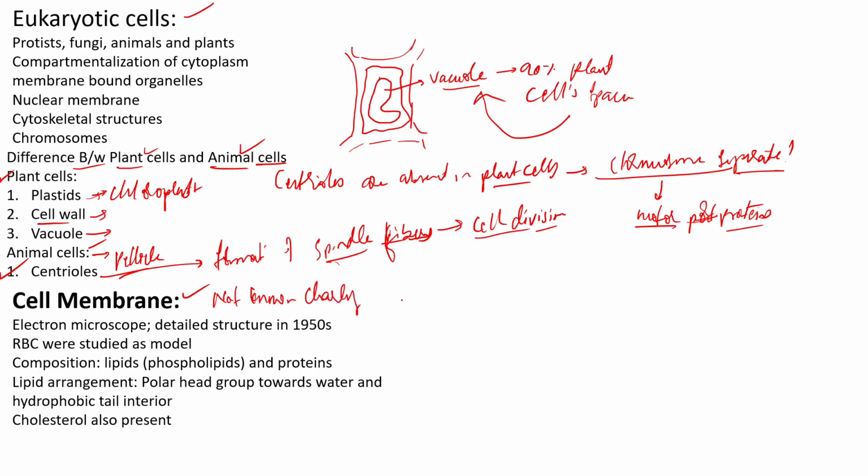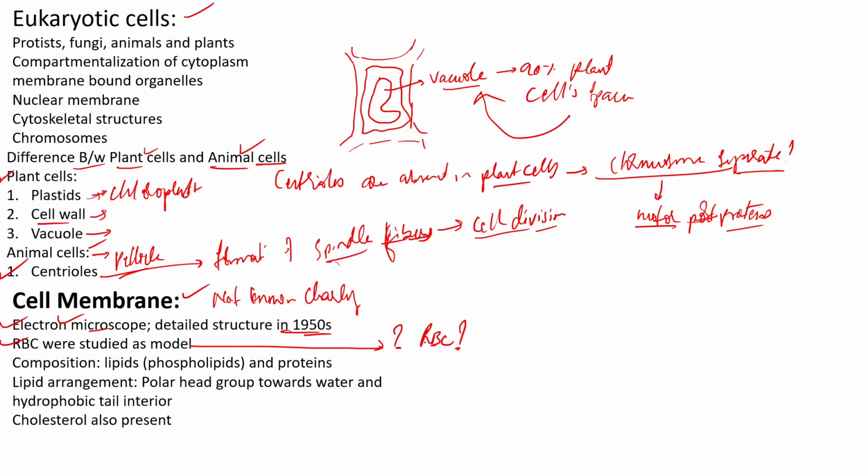But with the help of the electron microscope, the detailed structure was studied in the 1950s. The structure was studied more in detail and elaborately in the early and late 1950s, mainly because of the advent and invention of the electron microscope. The cell model that was mainly used to study the cell membrane or the plasma membrane was the RBC. So now the question is, why was RBC used?